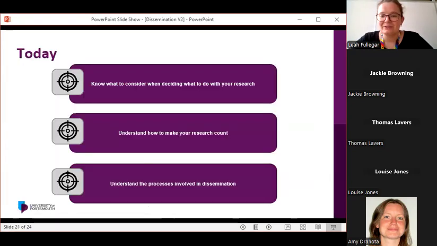So that's a bit of a whistle-stop tour of dissemination. Hopefully now you know what to consider when deciding what to do with your research. You need to think about what you want to happen with it and who you want to know about it. Understand different ways of making your research count, either by contributing to wider discourse or by getting involved with policy decisions, and understand the processes involved in dissemination.